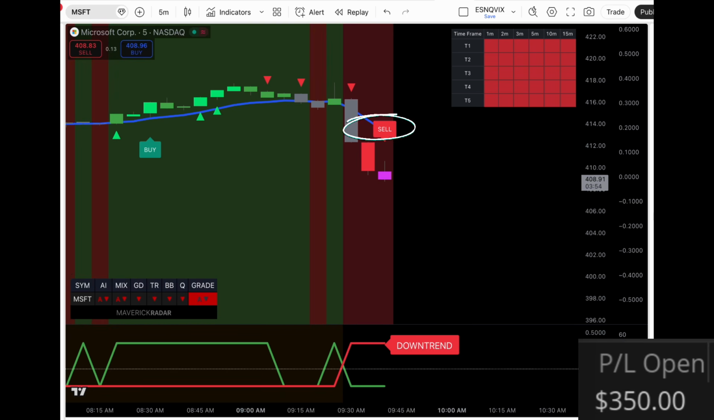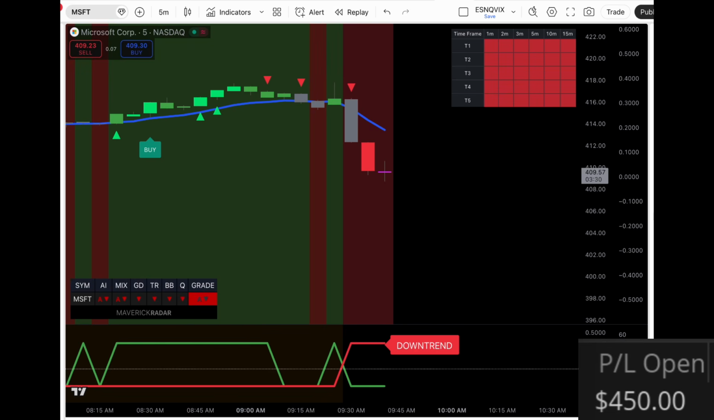Beautiful. We just got a sell signal here. I love that from the Maverick signals. So let me walk you through why I jumped in this trade. Market just opened about 10 minutes ago or something like that. You guys know I never jump on that first candle. So first things first, bears are in control. See this red background? Bears are in control.